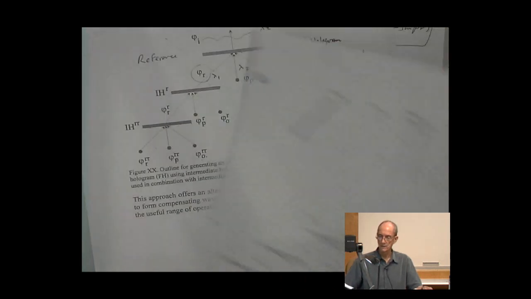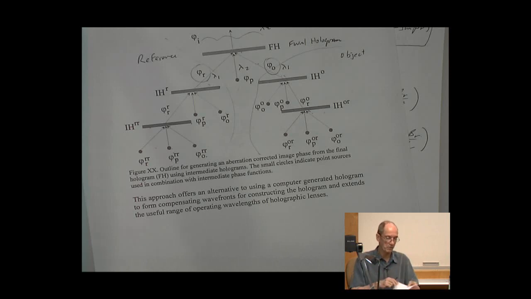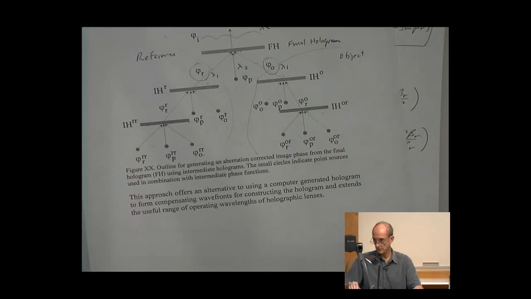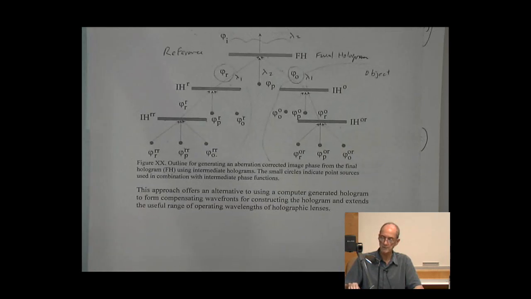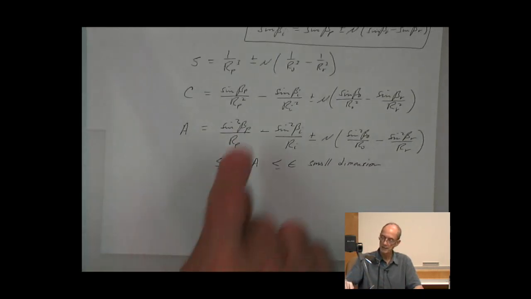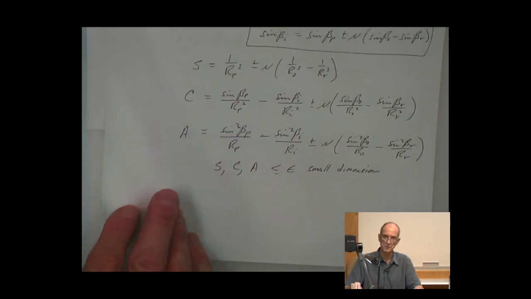So again, it's not a trivial process, but there are some methods of correcting for a lot of these aberrations. It utilizes a lot of the aberration coefficients, and these formulations here are much easier to use for those point source reconstructions. All right, that finishes what I wanted to say about holographic imaging. The next subject I want to talk about is coherence.